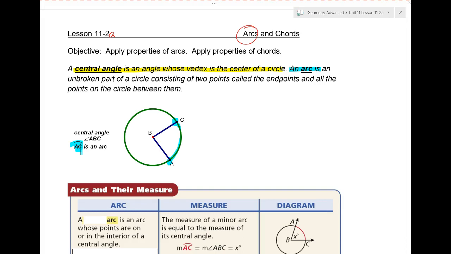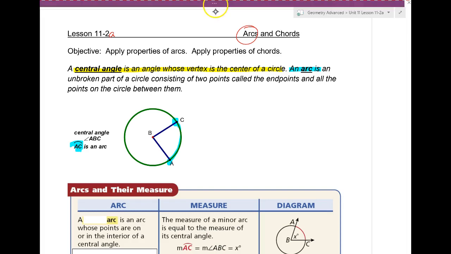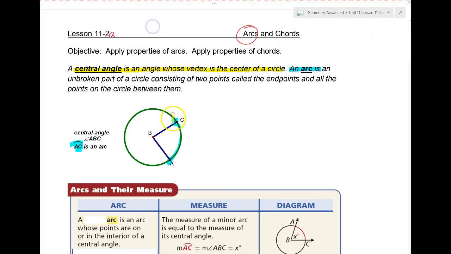Okay, now, honestly, I only marked one arc. How many arcs are really marked in this circle? Isn't there a big arc as well? Isn't this also an arc, guys? Any two points on a circle are going to form two arcs. So just because I marked the smaller one does not mean that the bigger one's not an arc. I can't name the bigger one because I don't have enough points, but it's still there. All right, so I want you to understand how we name it. It's going to be really, really huge, and we're going to talk about this.